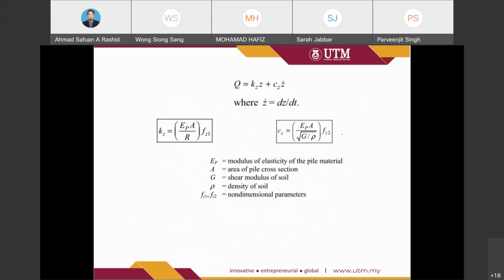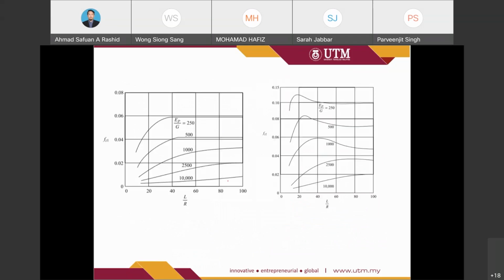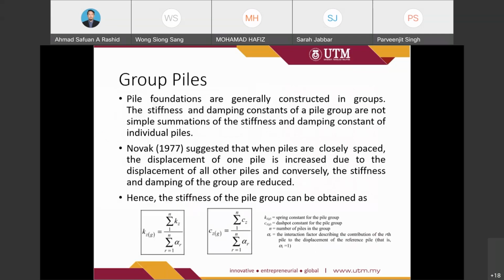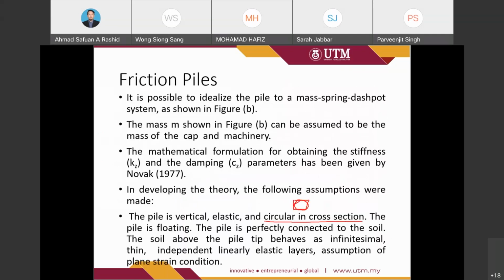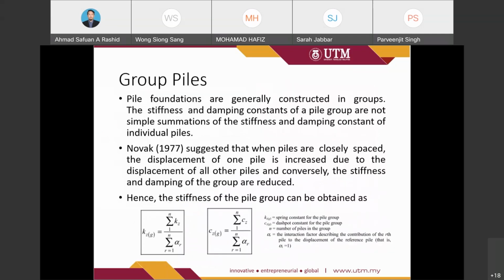FZ1 and FZ2 are non-dimensional parameters. For this case, the FZ can be determined from this chart, which is the ratio of L over R and the ratio of EP over G. So we may use this diagram to get the values for FZ1 and FZ2. The example for the friction pile will be discussed in the group piles.